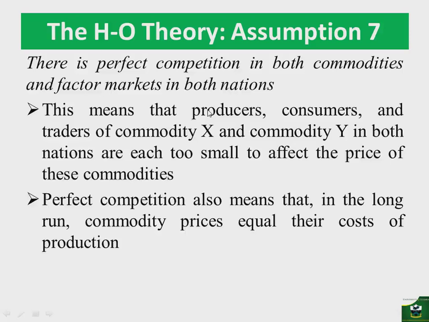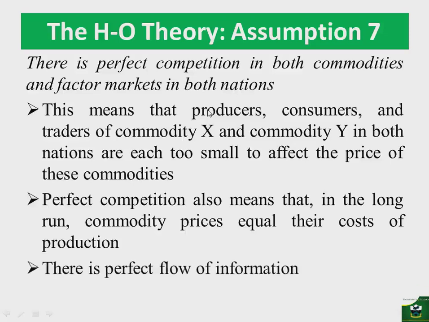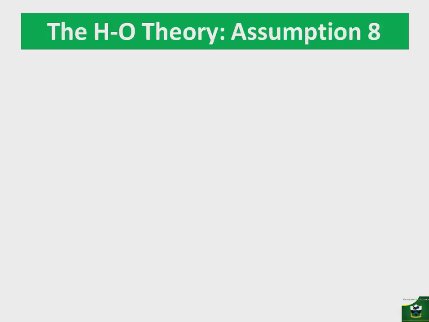And when you look at the factor market, the producers have no power to affect the factor prices. They take everything as given. Why? Because there is perfect flow of information. If one seller increases the price of a commodity when the other seller has not, consumers will run to the seller who has a lower price and leave the one whose price has gone up, because information is flowing freely and perfectly within the market.